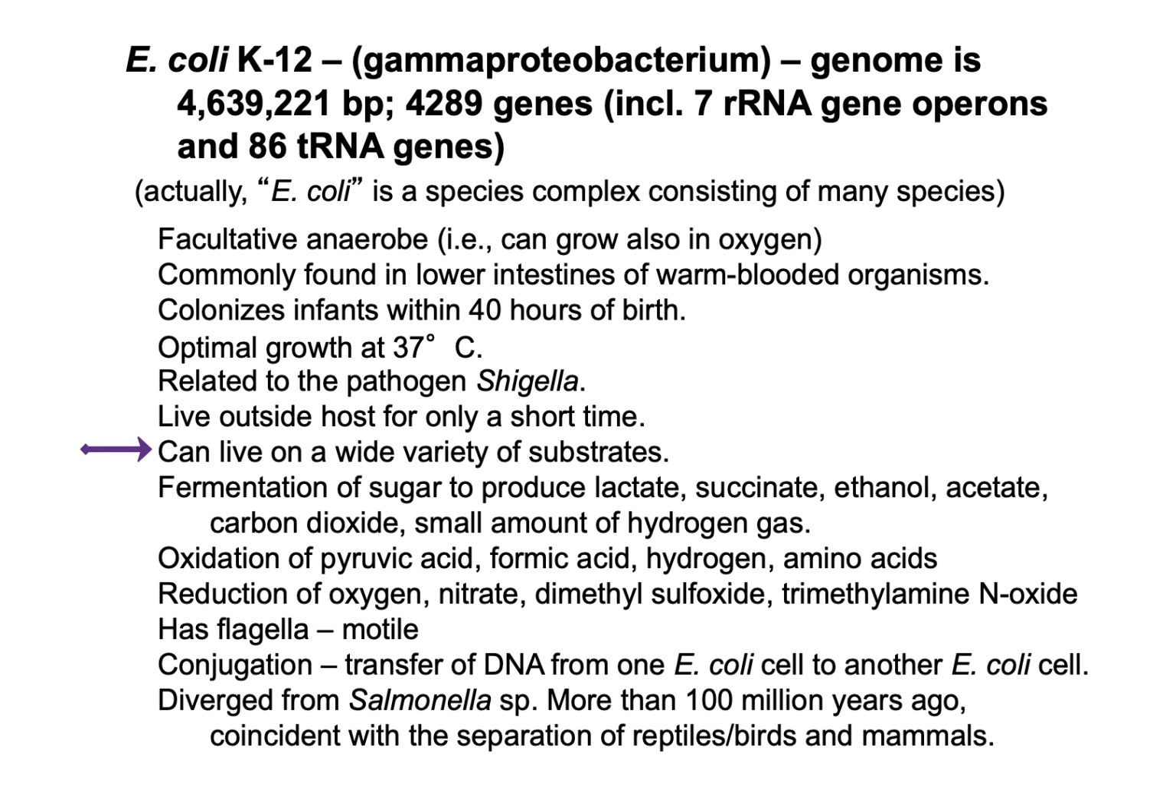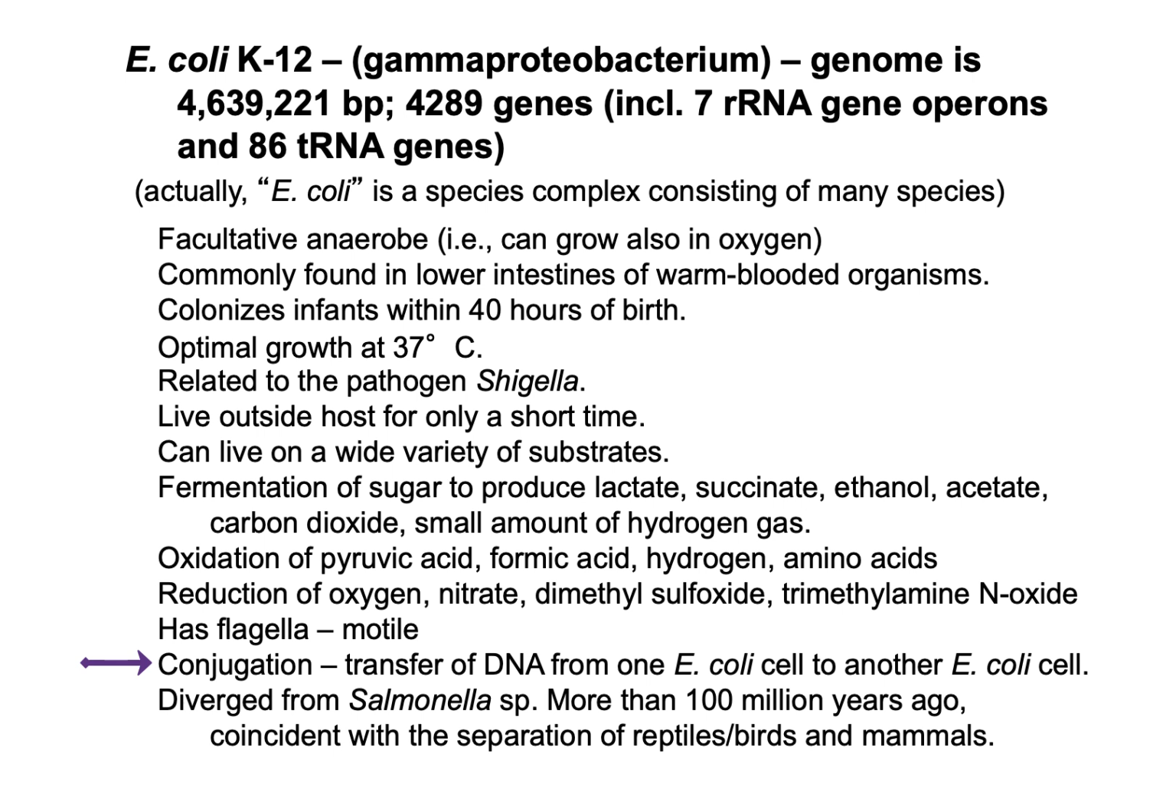It can live on a wide variety of substrates, so it can ferment sugars to produce lactate, succinate, ethanol, acetate, carbon dioxide, and a small amount of hydrogen gas. It can also oxidize pyruvic acid, formic acid, hydrogen, and amino acids. And it can reduce oxygen to form water, nitrate, dimethyl sulfoxide, trimethylamine N-oxide. It does have flagella, which requires a lot of genes, and it can undergo conjugation.